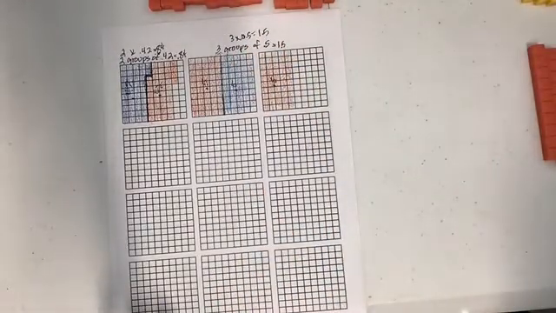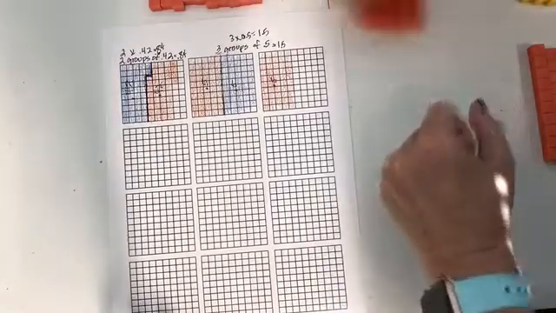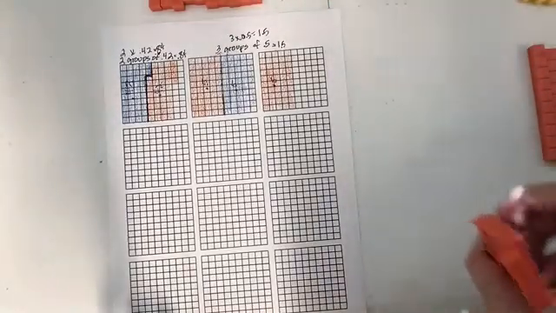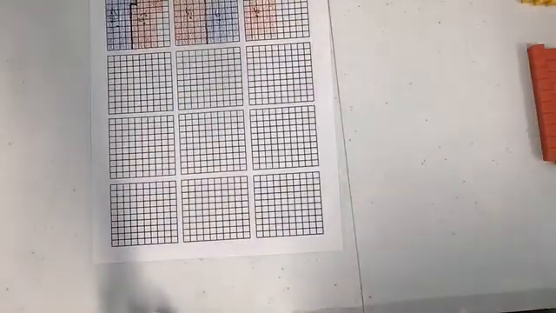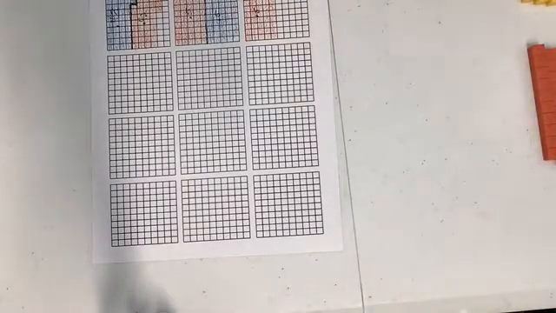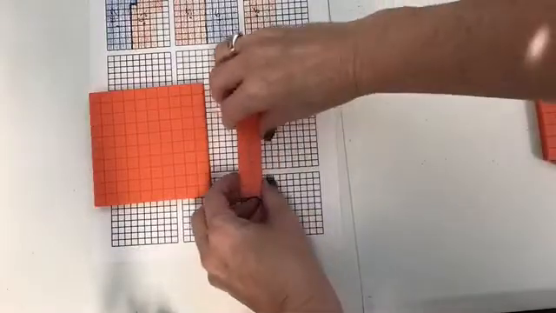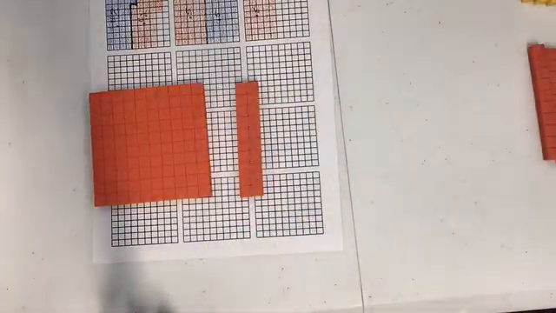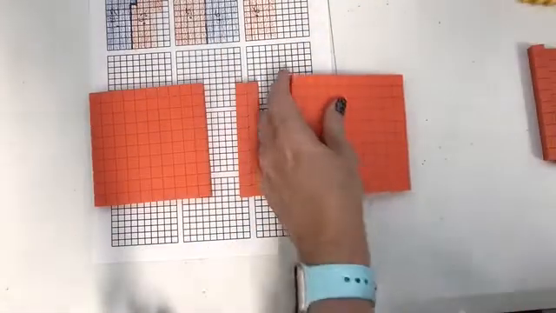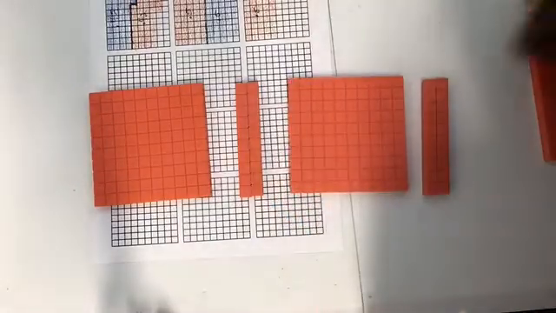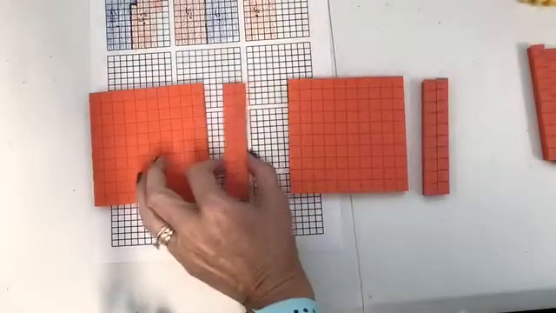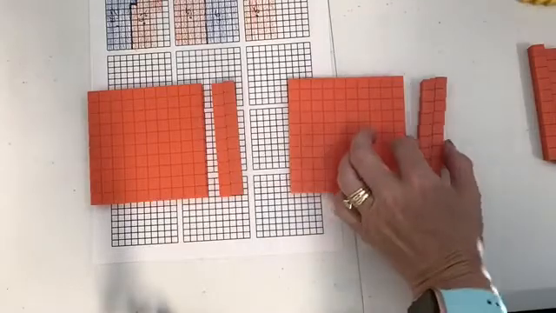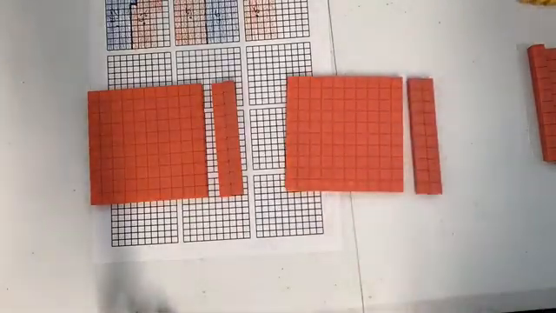Let's do one more of these where both of our factors are greater than 1 whole. And we are going to model 1 and 2/10 times 2. So here's 1 and 2/10, and I want 2 groups of 1 and 2/10. So here is another group of 1 and 2/10. So I have 1 group of 1 and 2/10. I have 2 groups of 1 and 2/10.